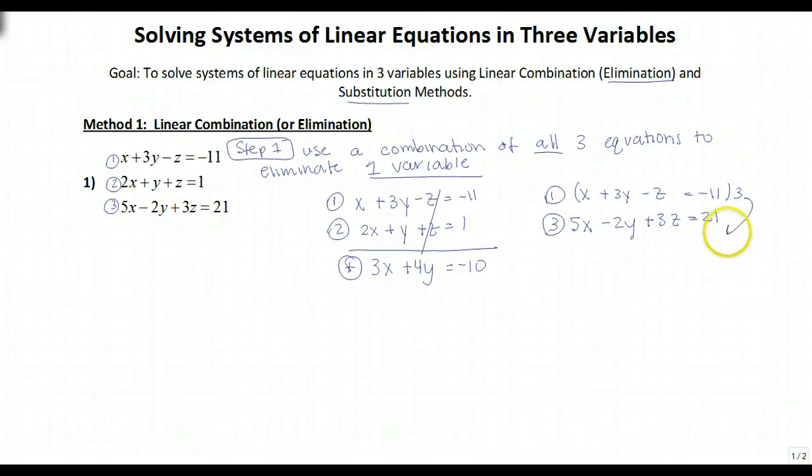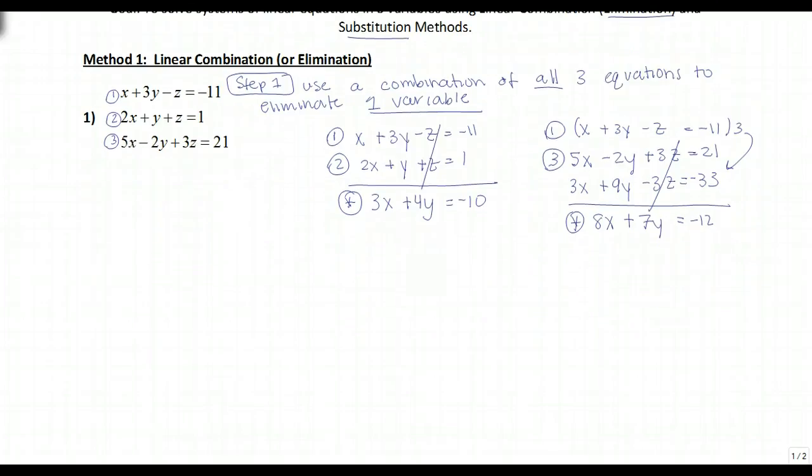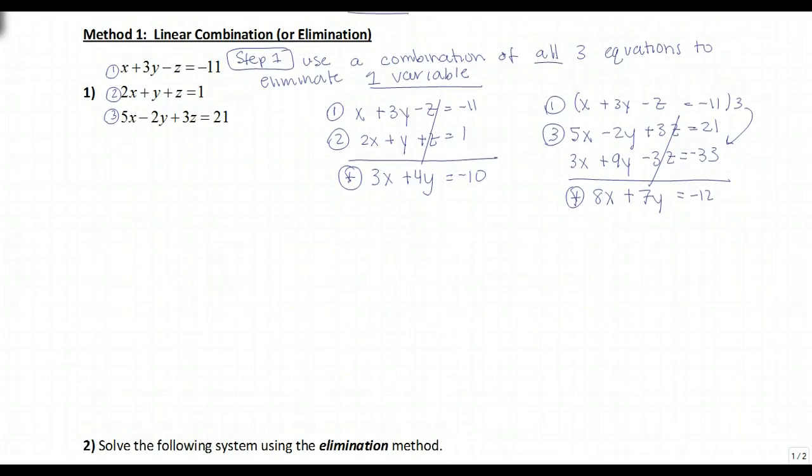So to eliminate z, I need to multiply everything by 3. So 3x plus 9y minus 3z equals negative 33. And now I can eliminate z. See, 3z plus negative 3z is 0. So I have 8x plus 7y equals negative 12. And we're going to be more careful than usual about negatives and our algebra because that's going to make problems like these impossible. So we have to be super careful.